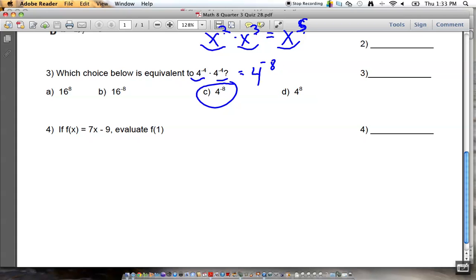All right. Number 4, if f of x is 7x minus 9, evaluate f of 1. So I'm going to plug a 1 in for x, and I get 7 times 1 minus 9. And then you could literally just type that into your calculator. Type in 7 times 1 minus 9. Or you could do it in your head. 7 times 1 is 7 minus 9. What's 7 positives and 9 negatives? -2. But if you typed it into your calculator, you would also come up with -2.